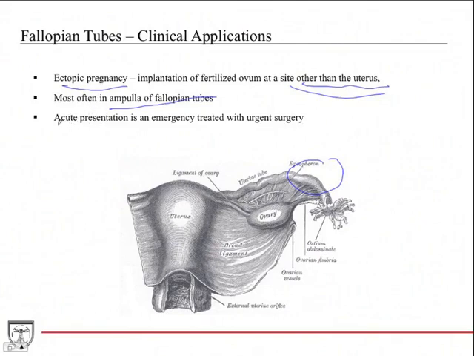If it's an acute presentation, it's an emergency that needs to be treated with urgent surgery. Any young woman that comes in with lower abdominal pain, obviously you'd be suspecting appendicitis, but you should also always have ectopic pregnancy on the list. And in fact, you should do a beta HCG test before you do any kind of abdominal CT imaging, in case they're pregnant.